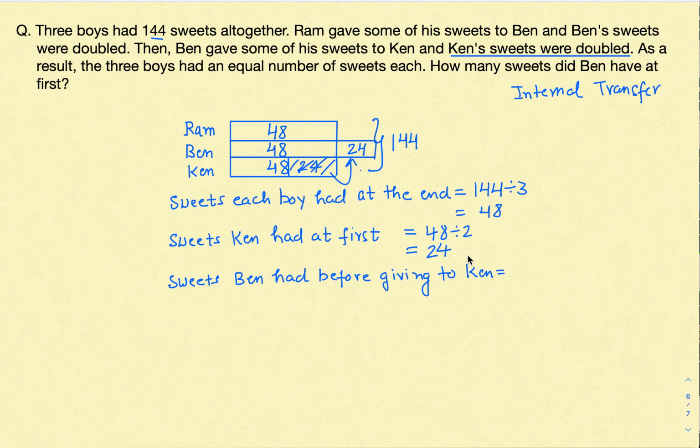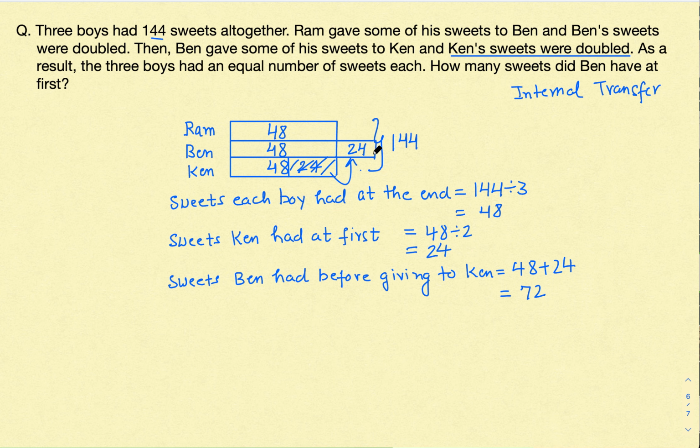So that means he must be having this extra 24, right? So 48 plus 24, right? And that will give me 72. That means before giving his sweets to Ken, Ben had 72 sweets, right? So we know that this total was 72, right?